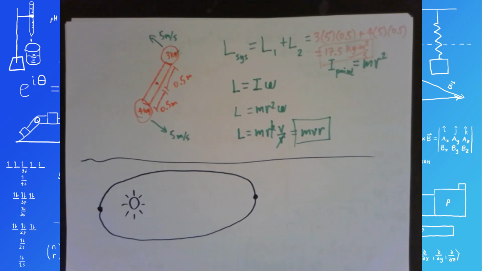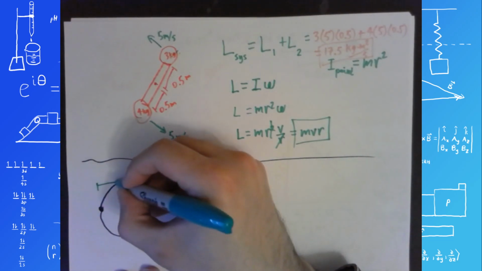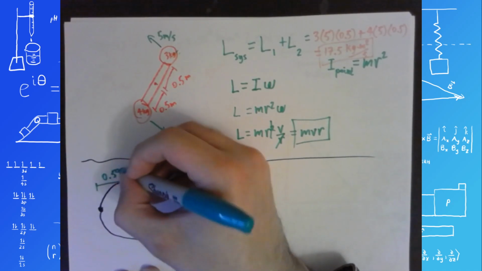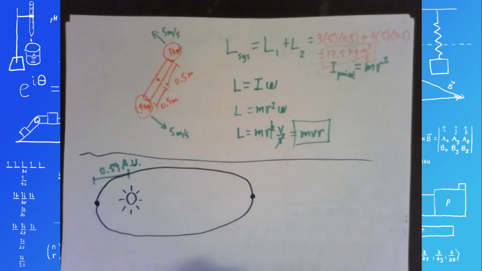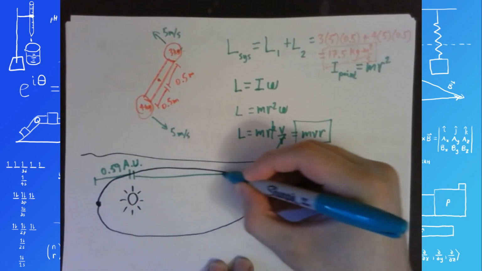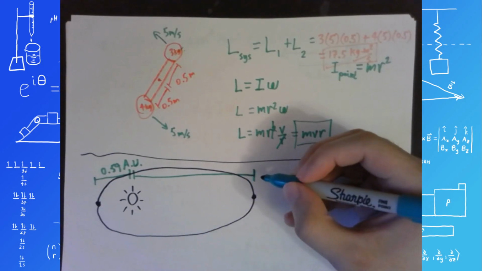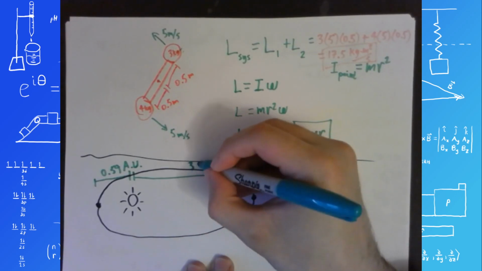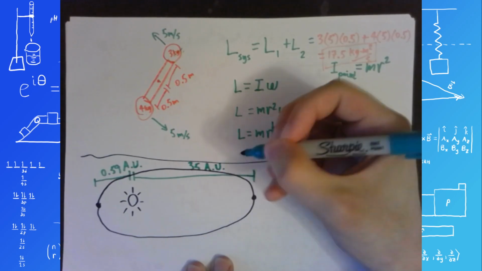So we've got a distance of 0.59 AU, astronomical units, over there. And over here, this point is an entire 35 astronomical units away.